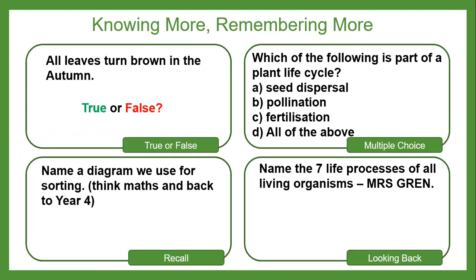Okay, so question 1, top left. True or false? All leaves turn brown in the autumn. Top right. Which of the following is part of a plant life cycle? A, seed dispersal, B, pollination, C, fertilization, or D, all of the above?